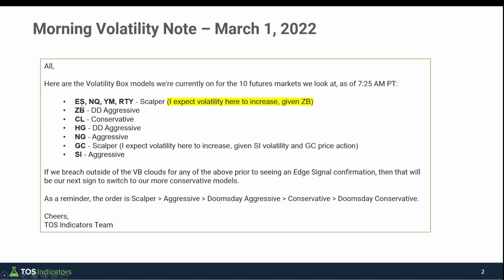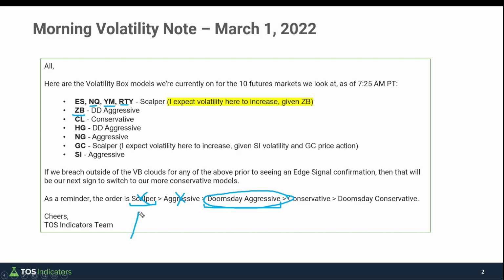Now, starting off with our morning volatility note, the one clue that I think we had right off the bat was the 30-year bond in comparison to our 4 major index markets. To start off, the S&P, the Nasdaq, the Dow, and the Russell were all on their scalper volatility box model. At that same time, this is 7:25 a.m. Pacific, so about an hour after the markets have opened, the 30-year bond was on the doomsday aggressive model. It had already broken outside of the scalper, it had already broken outside of the aggressive, and it was finally now on the doomsday aggressive, where even on that model, it looked like it was being fairly volatile.